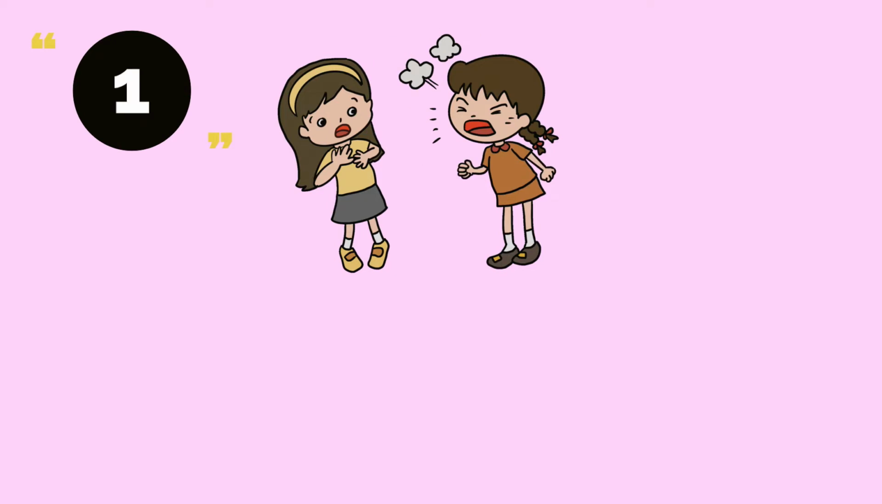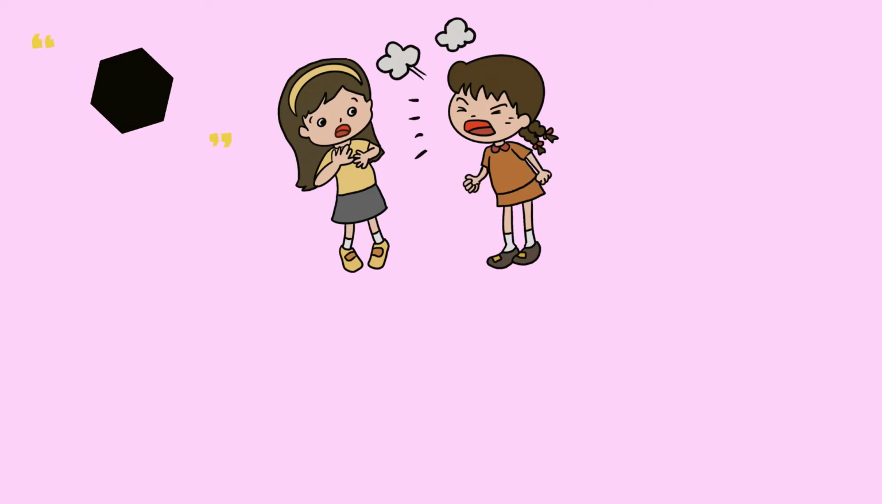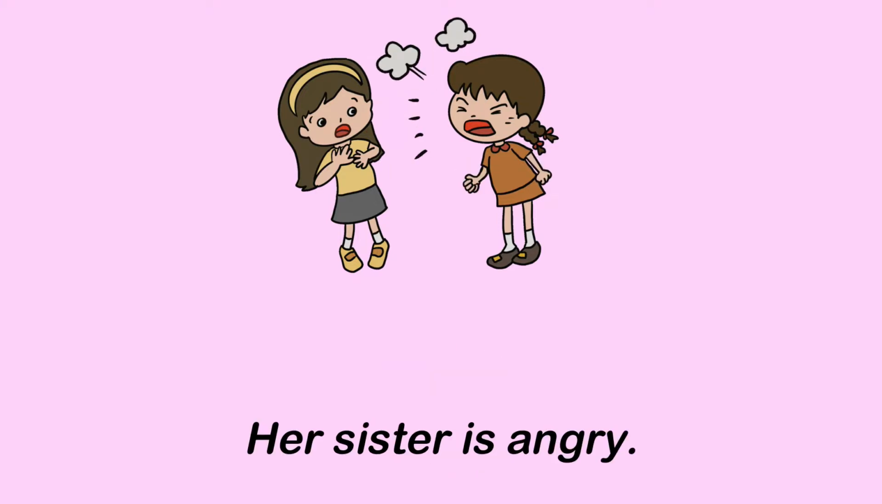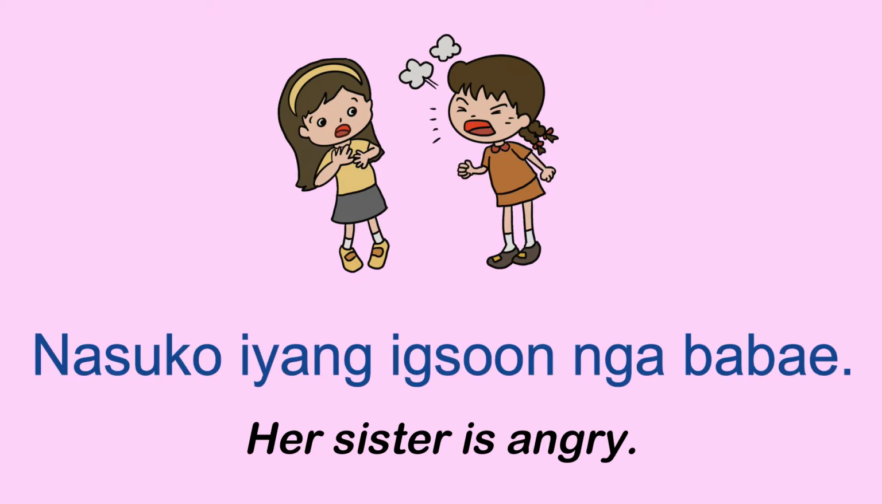The first word to describe someone is angry. So in Bisaya, that is Suko. An example phrase using angry is her sister is angry. So let's translate that to Bisaya now. Nasuko iyang igsuon nga babae. Her sister is angry. Nasuko iyang igsuon nga babae.